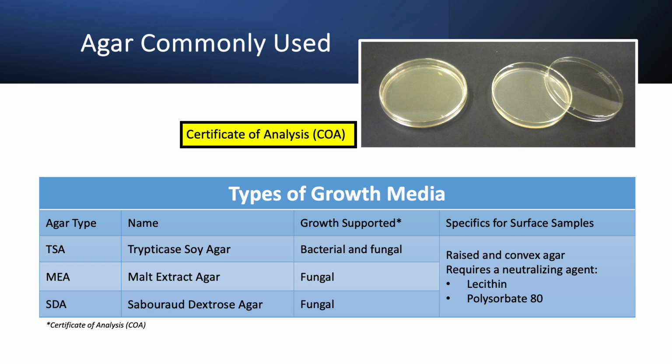But remember, an important thing to remember here is when we're talking about surface sampling, we need to have the raised and convex agar in order to have complete, total touch to the surface. Also, making sure that we have a neutralizing agent inside that agar to neutralize cleaning agents left behind on surfaces so we can get a true and accurate sample.